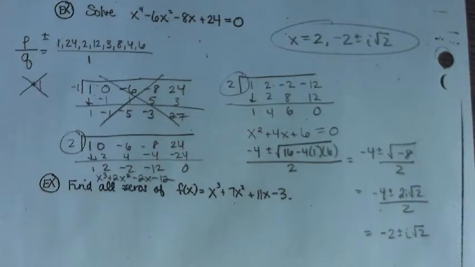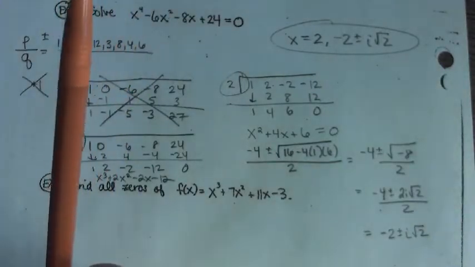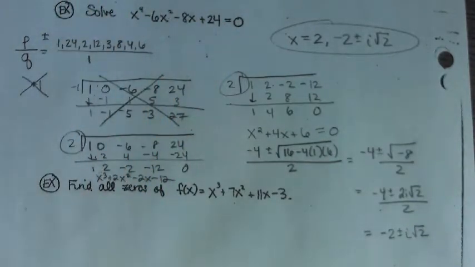So I tend to try to avoid testing larger numbers until the end. Like I skipped 24, not because I knew 2 was going to work, just because I genuinely don't want to try 24 unless I absolutely have to. Okay?